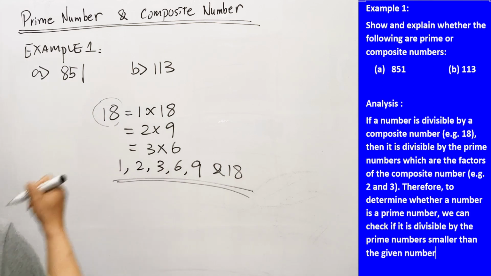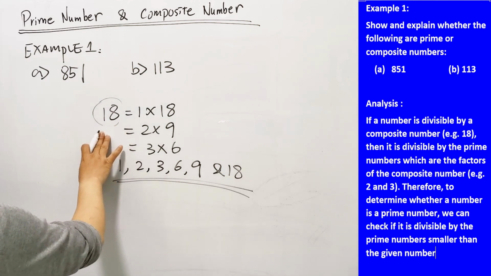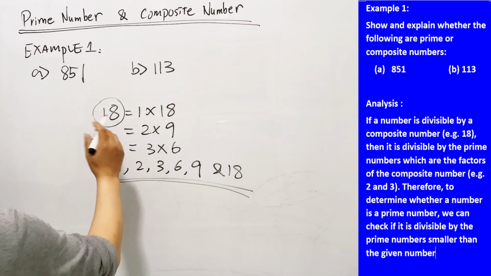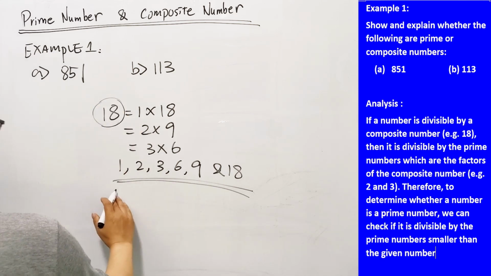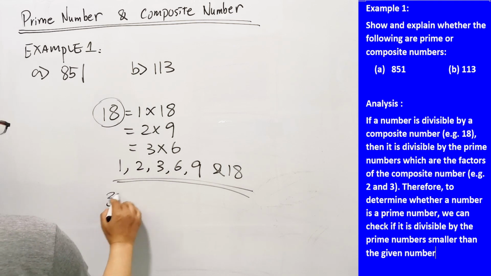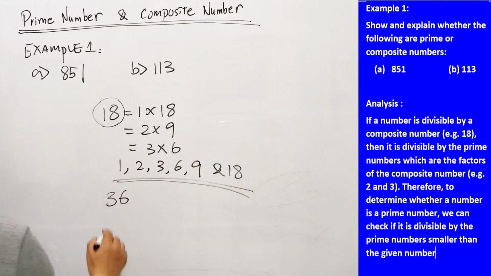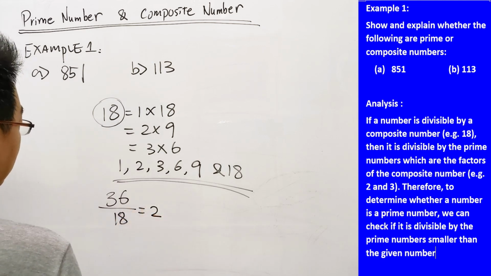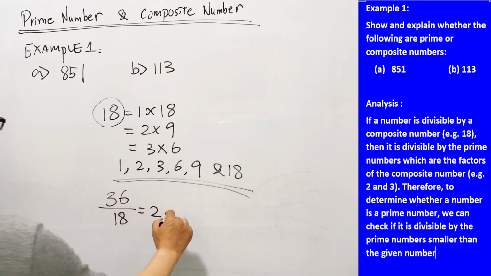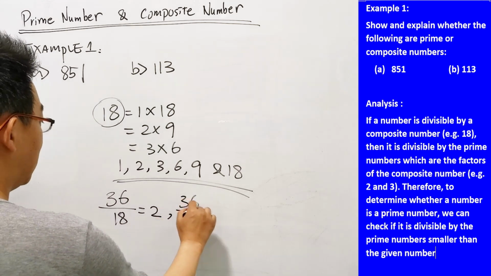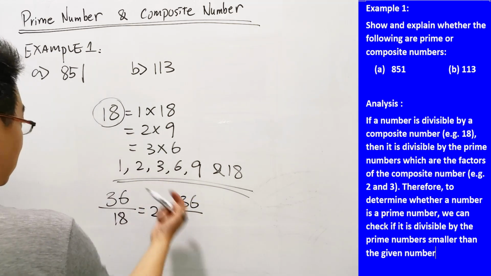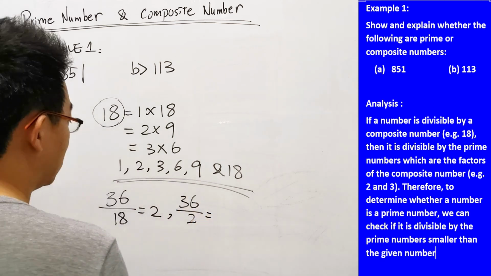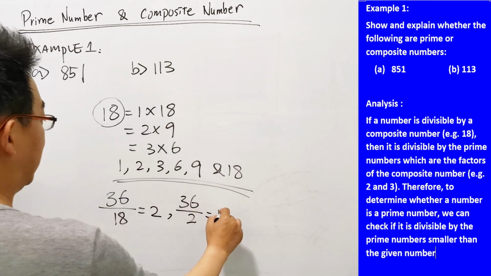So if this number is divisible by 18, for example, we have 36. Okay, 36 divided by 18, how much is that? It is 2, right? If this is the case, then 36 is definitely able to be divided by 2, right? So in this case, how much is it? It is 18, right?